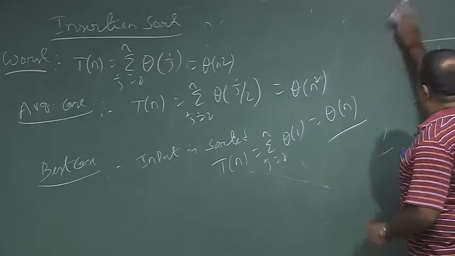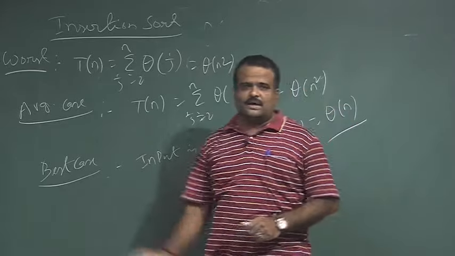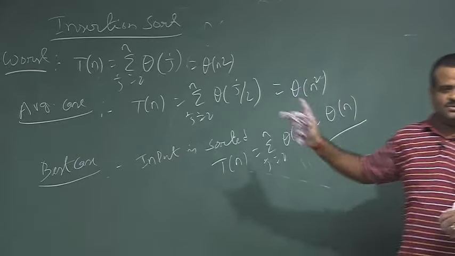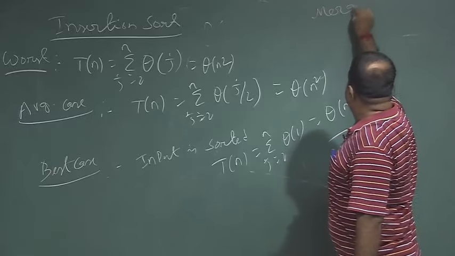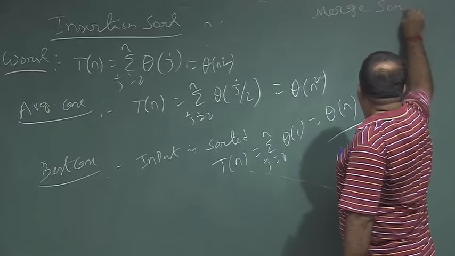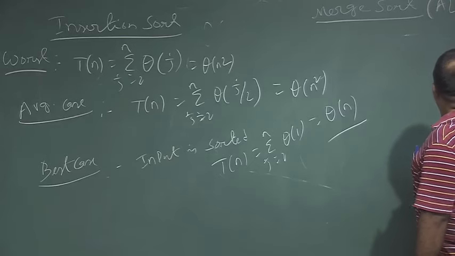Now, we will look at a sorting algorithm where we will see the average case is better than n square, which is an n log n algorithm, that is merge sort. So, we have an array of size n.